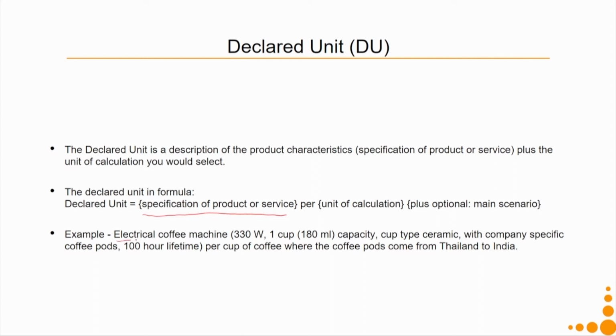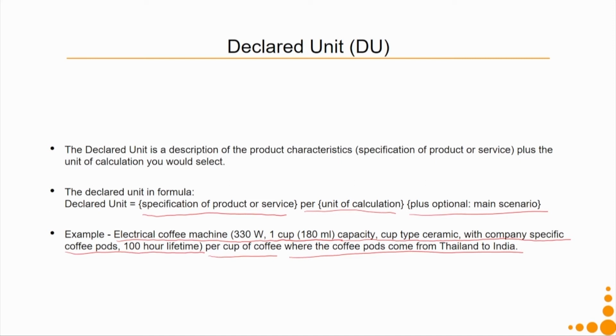So my specification: electrical coffee machine, 330 watt, 1 cup of coffee, which is 180 ml capacity. Cup type is ceramic with company specific coffee pods, 100 hours lifetime. So I took the specification of the product or service. Per unit of calculation, so here it is per cup of coffee, my unit of calculation, plus my optional main scenario where the coffee pods come from Thailand.